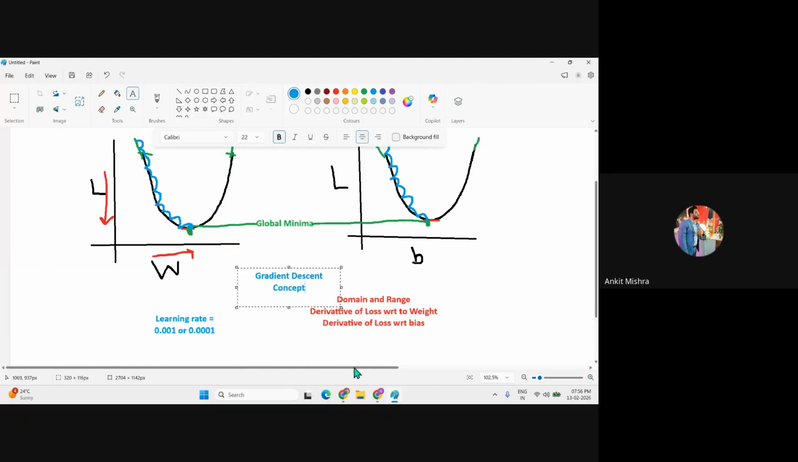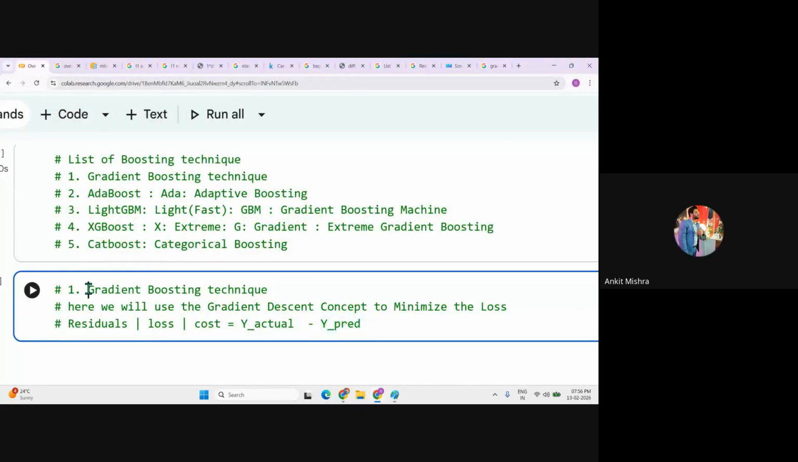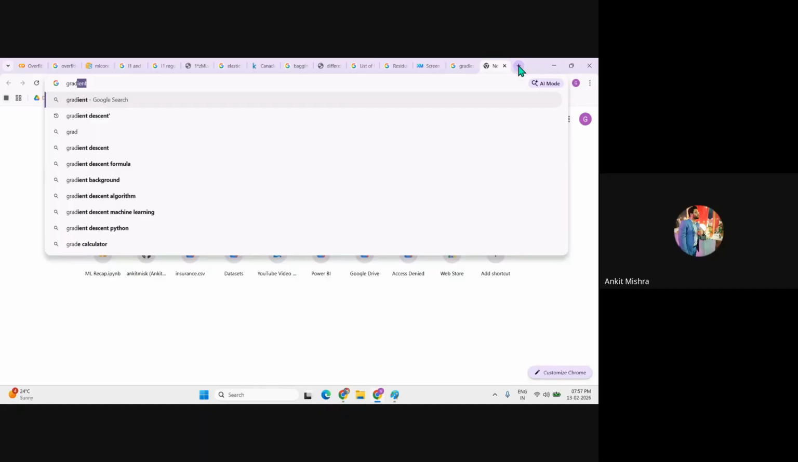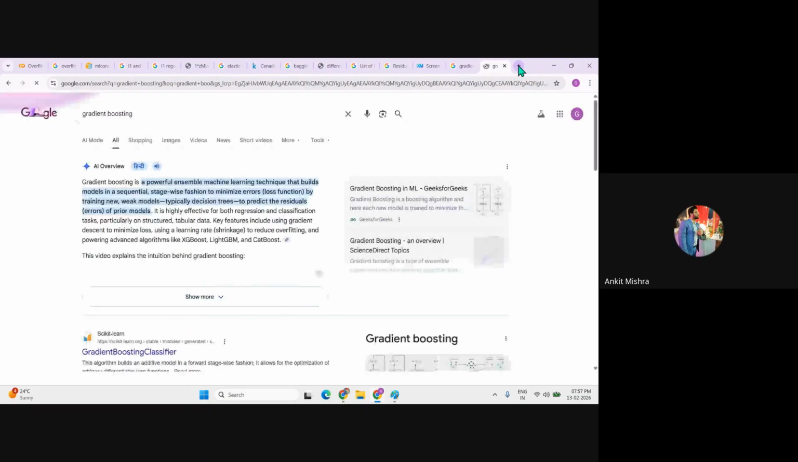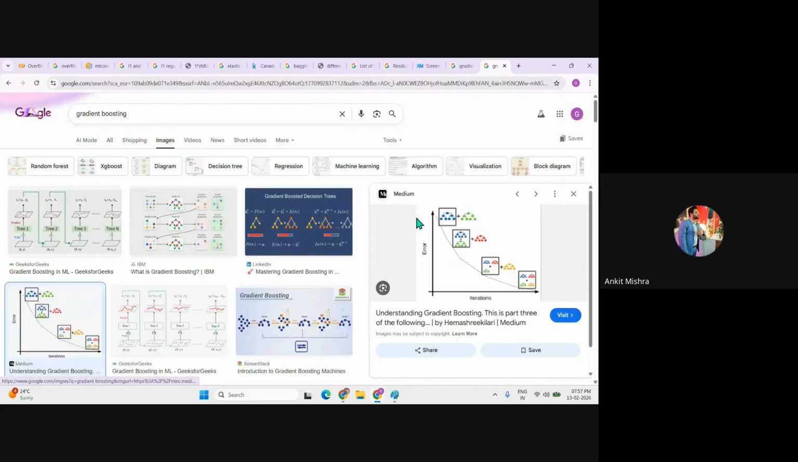This same gradient descent technique we refer to in the gradient boosting technique, where the new model will be like a convergence of the previous model. We'll try to eliminate the loss from the previous model, and that becomes the gradient boosting technique. Okay, so you can refer to this as the gradient boosting algorithm, and you can take a reference of this image like this one.